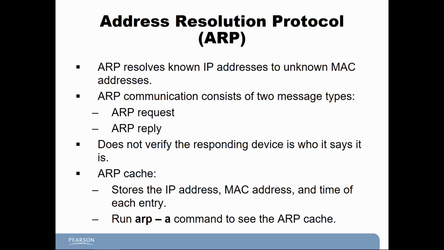So, address resolution, or ARP. ARP resolves known IP addresses to unknown MACs. ARP communication consists of two messages, a request and a reply. It does not verify the responding device is who they say they are, so there is no authentication. The ARP cache stores the IP addresses, MAC address tables, as well as the time of the entry. If we run arp -a at the command prompt, we can see the ARP cache.